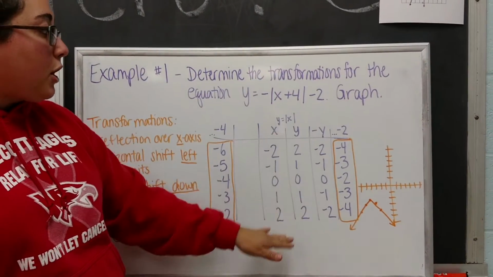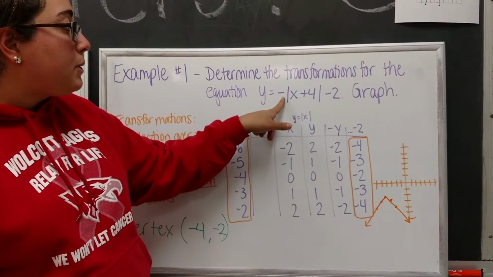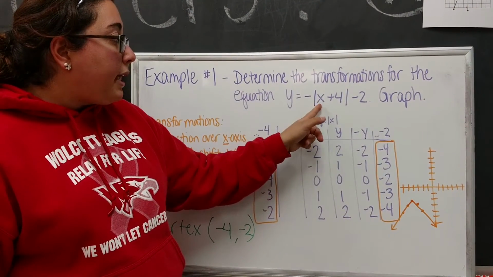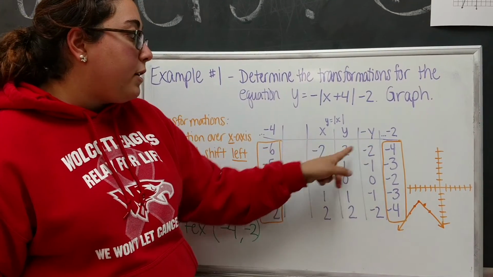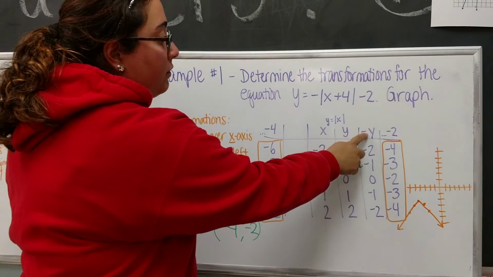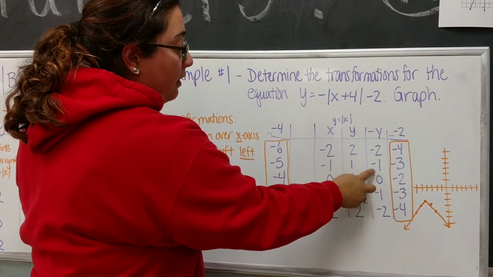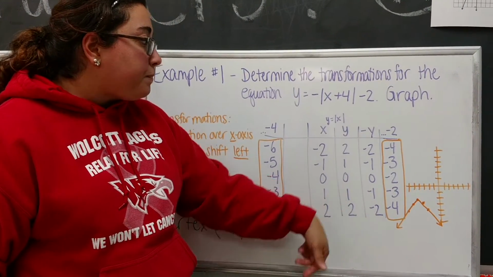So when you set up your chart, you always have your x and y, which we've already gone over. Now here, because we have a negative, we're multiplying negative 1 times all of this. So negative times our y values. We take the 2 and multiply it by a negative 1, so we change all of our y values. So 2 becomes negative 2, 1 becomes negative 1, 0 becomes 0, 1 becomes negative 1, 2 becomes negative 2.